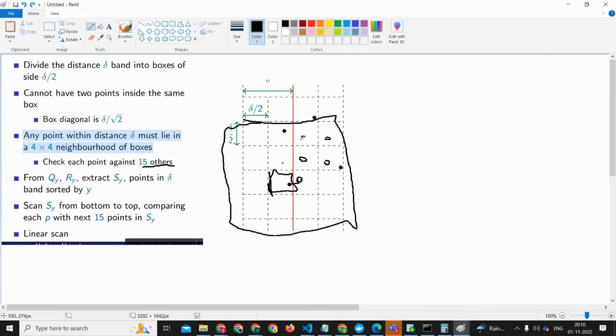Exactly. Isn't that the reason for 15 points or 4 by 4, right? That is the reason for 4 by 4 boxes, right? Is it not the reason for us to take that 4 by 4? I think that's the reason. It should not go beyond delta. Because if we take something outside of that 4 cross 4 region, then it will be larger than delta, and it cannot be the case.